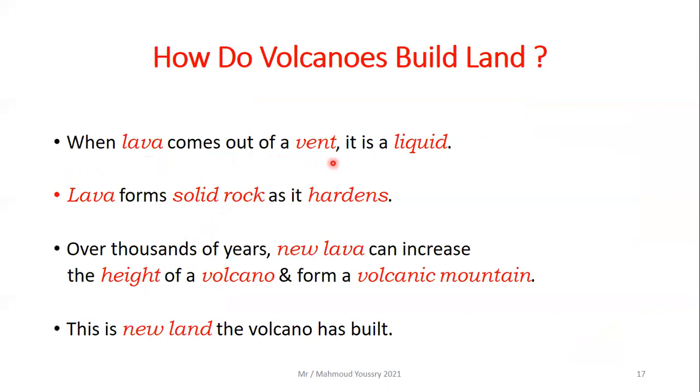Okay, when lava comes out of a vent, it is a liquid. Lava forms solid rock as it hardens when it cools off. Over thousands of years, new lava can increase the height of a volcano. Yes, because it hardens as rocks and forms a volcanic mountain. This is new land that the volcano has built.